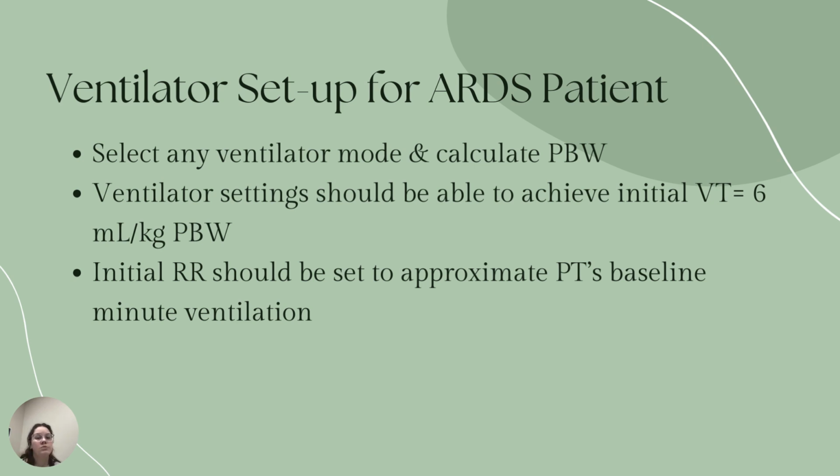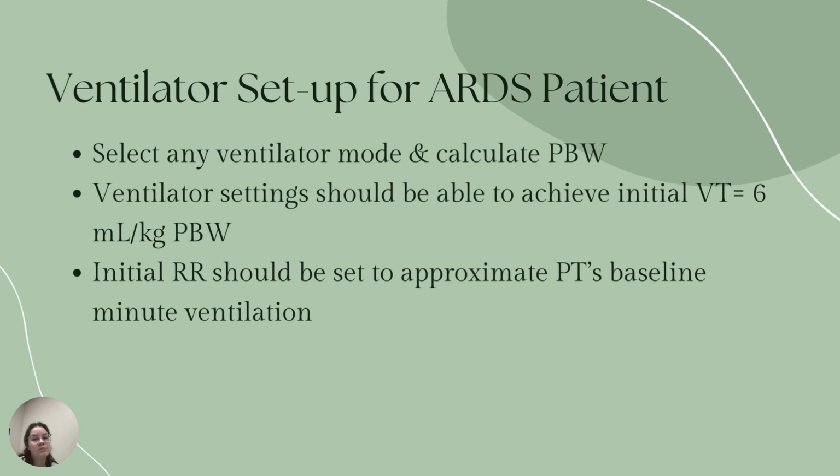You are going to put their settings to where they can achieve the initial tidal volume of 6 milliliters per kilogram of predicted body weight. I saw one thing that said you can start at 8 and titrate down by like 1 milliliter per kilogram as they tolerate it, because you do want to keep them around 6 based on the ARDSnet protocol.